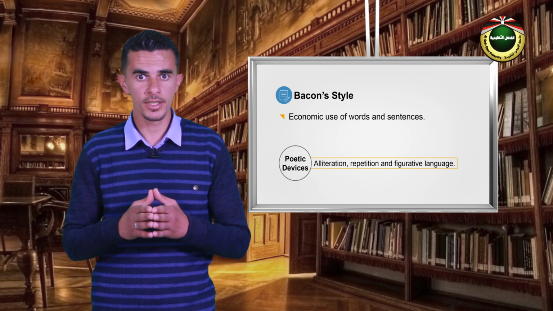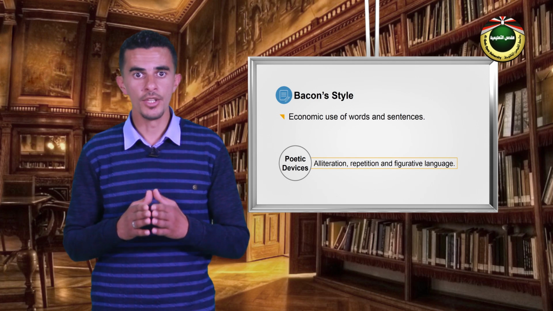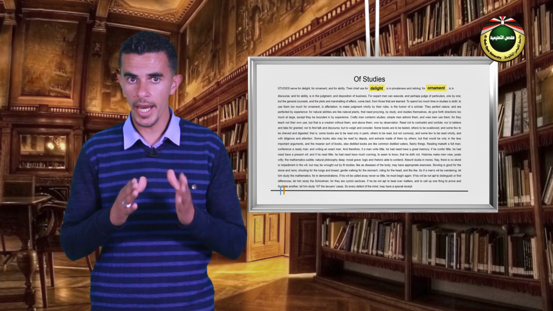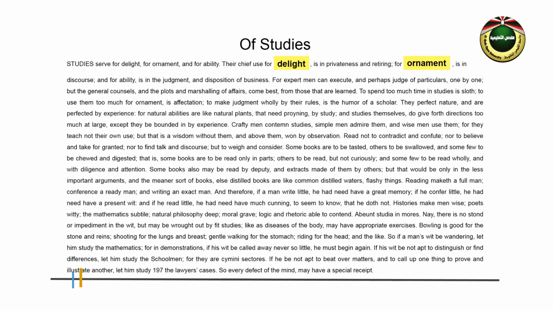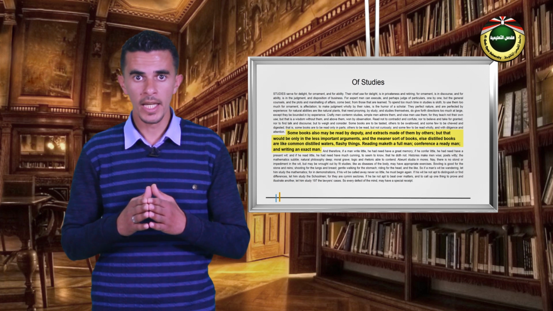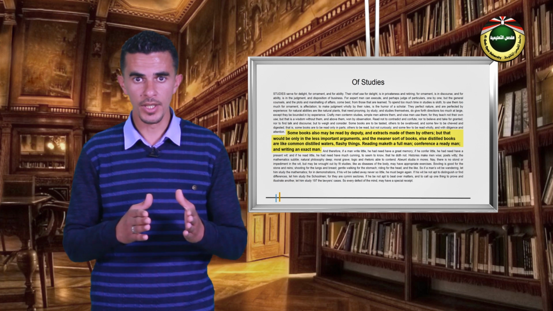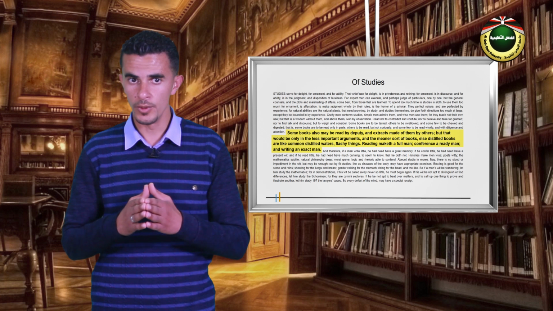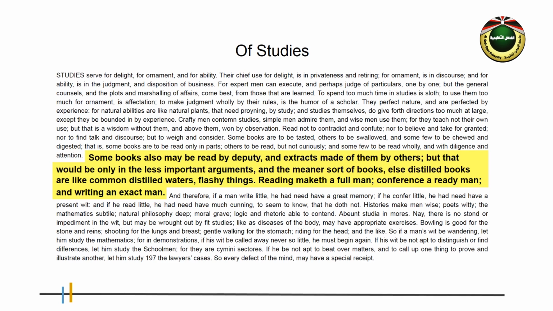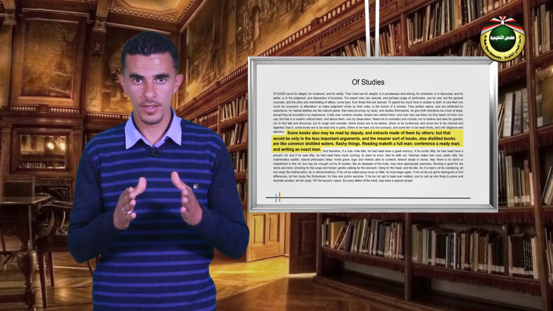Alliteration is the repetition of certain consonant sounds at the beginning of words within the same clause or sentence. The first alliteration appears in the first sentence in delight and ornament. About the figurative language, Bacon uses and employs a number of similes and metaphors. He draws a nice metaphor when he says some books are to be tasted, others to be swallowed, and some few to be chewed and digested. That is, some books are to be read only in parts, others to be read but not curiously, and some few to be read wholly and with attention. Here, he makes a comparison between food and books.